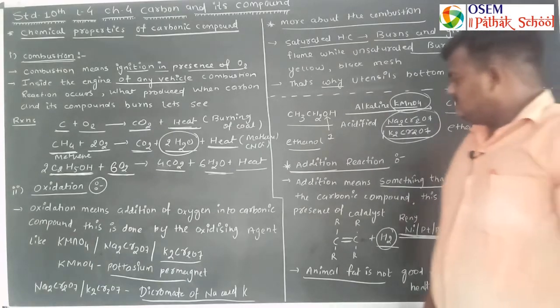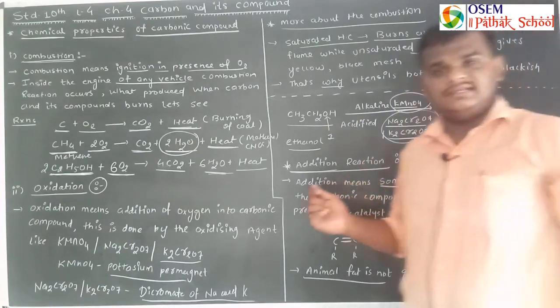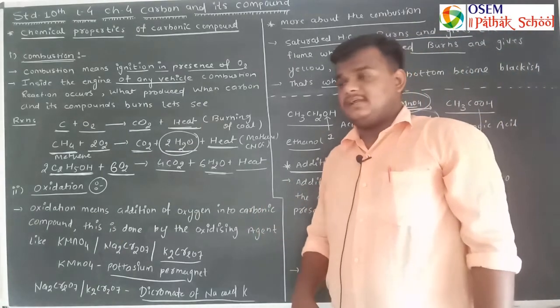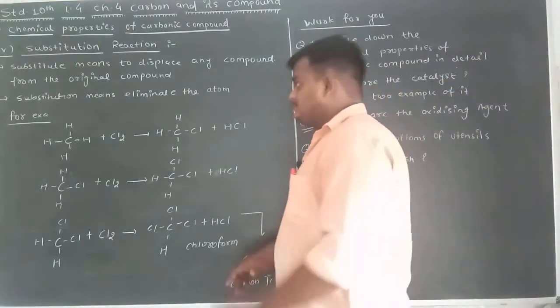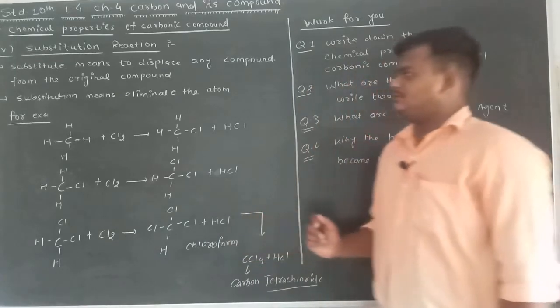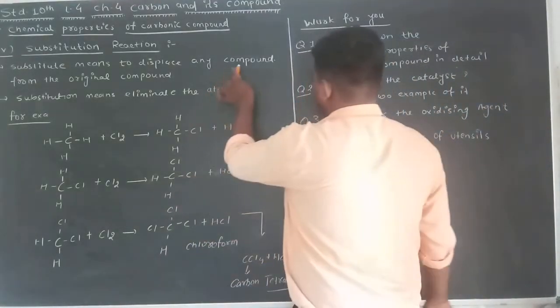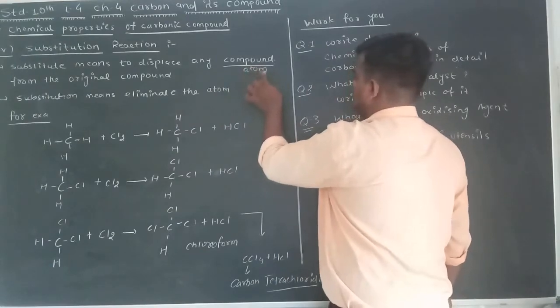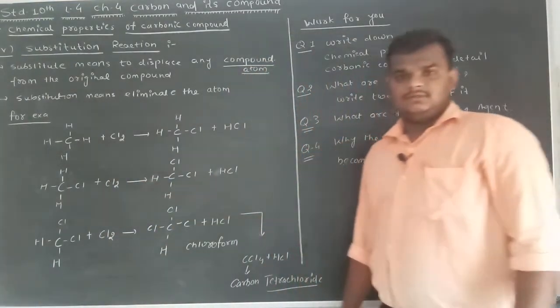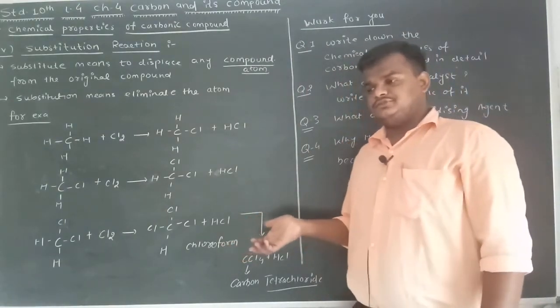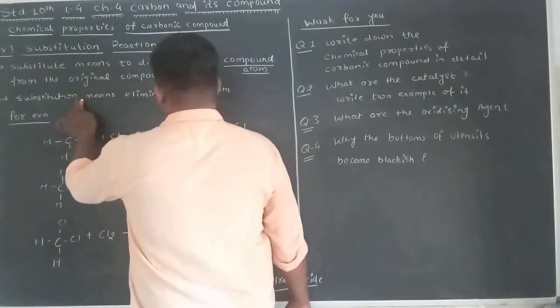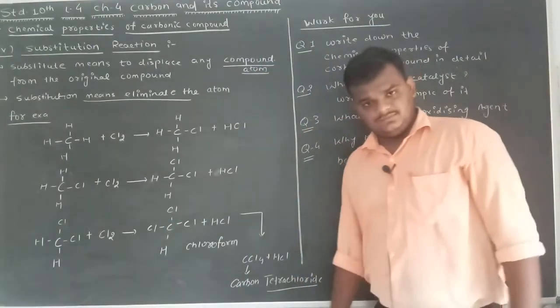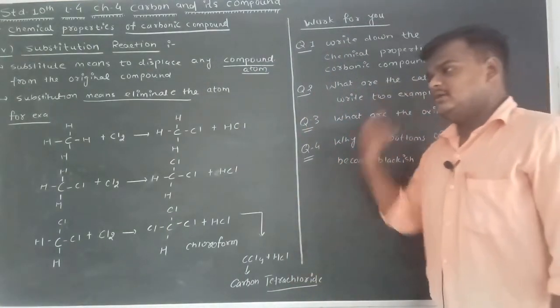Now we will discuss the fourth chemical property, and it is substitution. Let's try to understand it in detail. The fourth chemical property is substitution reaction. What is the meaning of substitution? Substitution means to displace any atom from the original compound, or to displace any atom from the original atom. Substitute means removing something and taking its place.